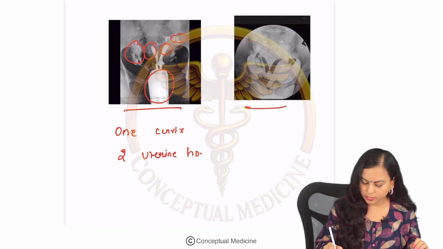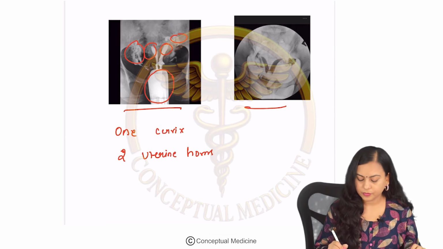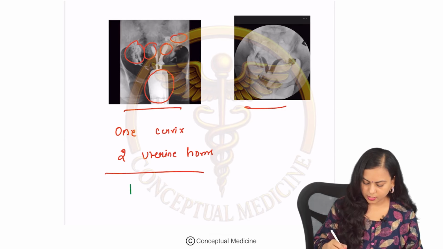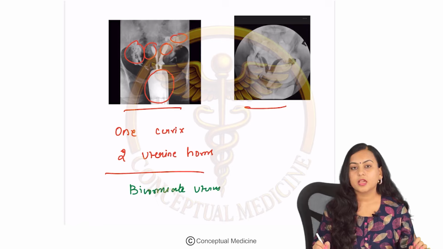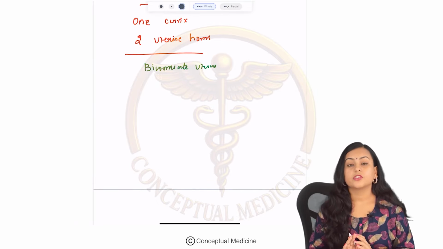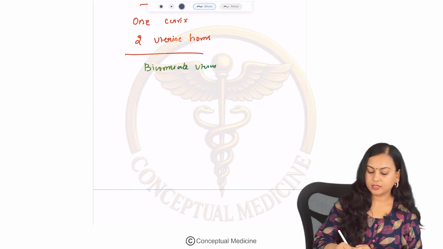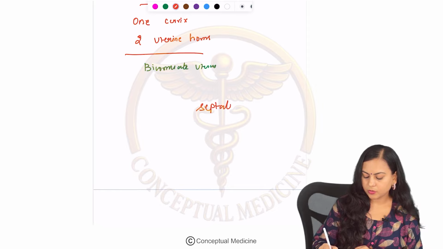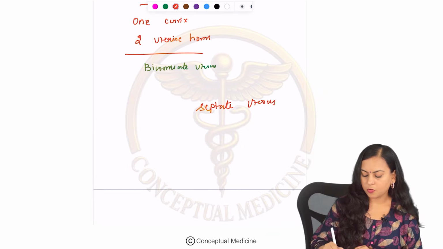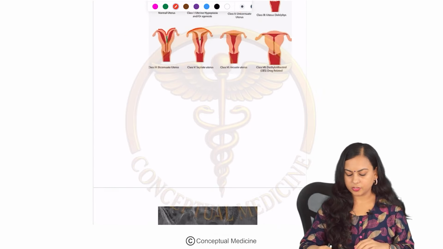So what do you think this one is? This one is going to be a bicornuate uterus, right? But there is a close differentiating feature for this, and that is going to be a septate uterus. Okay, so I will show you how it is going to be a close differentiating feature.